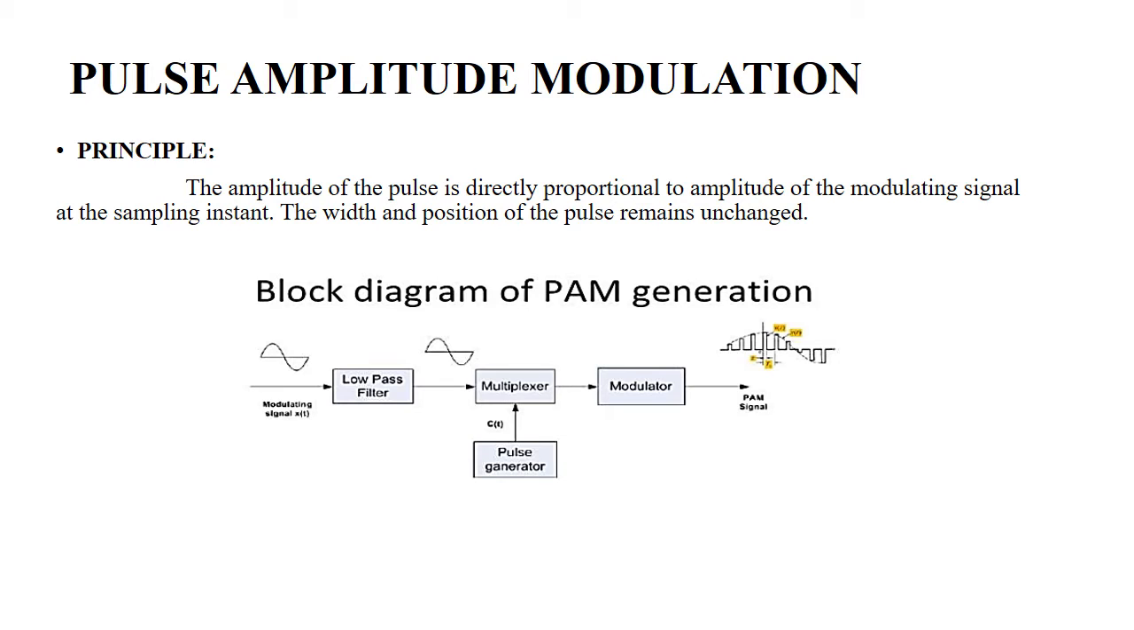Then the band limited signal is sampled and given to the multiplier. The other input, from a pulse generator, that is the carrier signal, is also given to the multiplier. Both the modulating signal and the carrier signal combine together and produce the pulse train, c(t), which is given to the modulator. The multiplication of x(t) and c(t) produces the PAM signal, which is y(t).